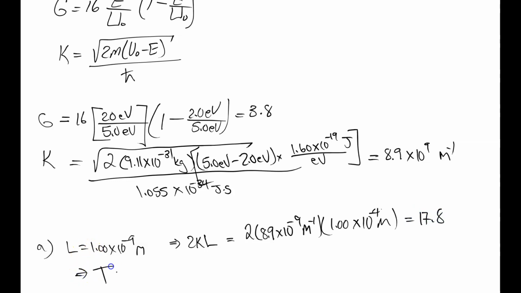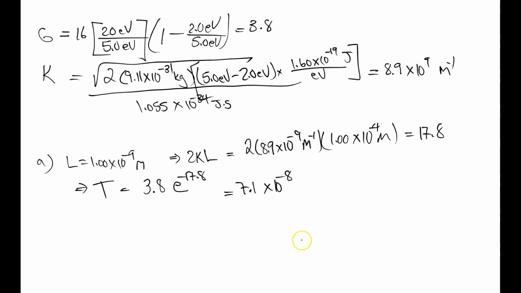That means that T equals 3.8, which is G, times e to the minus 17.8, which is 7.1 times 10 to the minus 8. So that's about that much. So very small number.